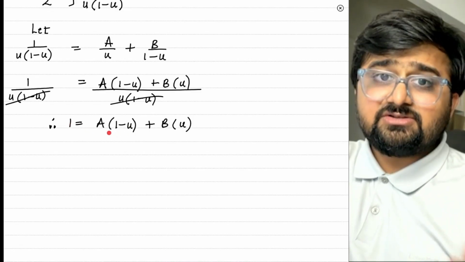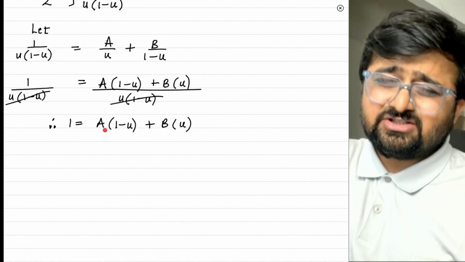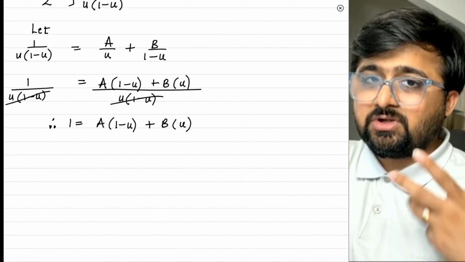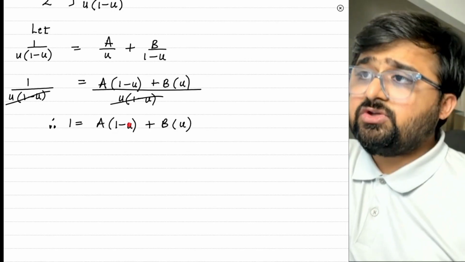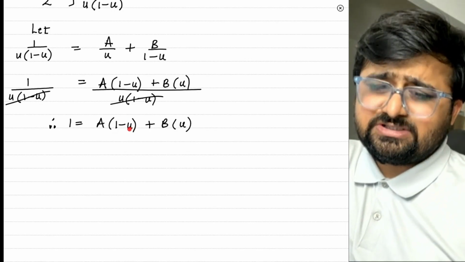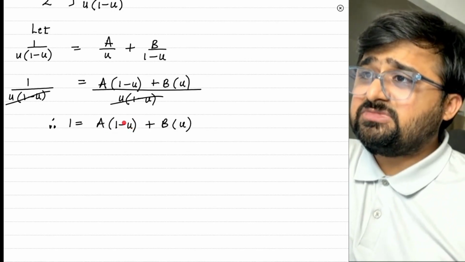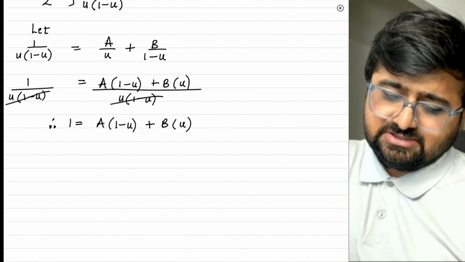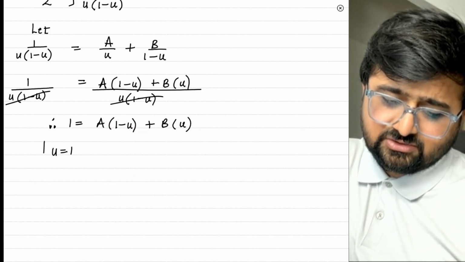In order to find the values of a and b, you simply assume some random values of u. What do I mean by that? Let's say I put u equal to 1. If I assume u is equal to 1, this term will become 0 and you will get the value of b.